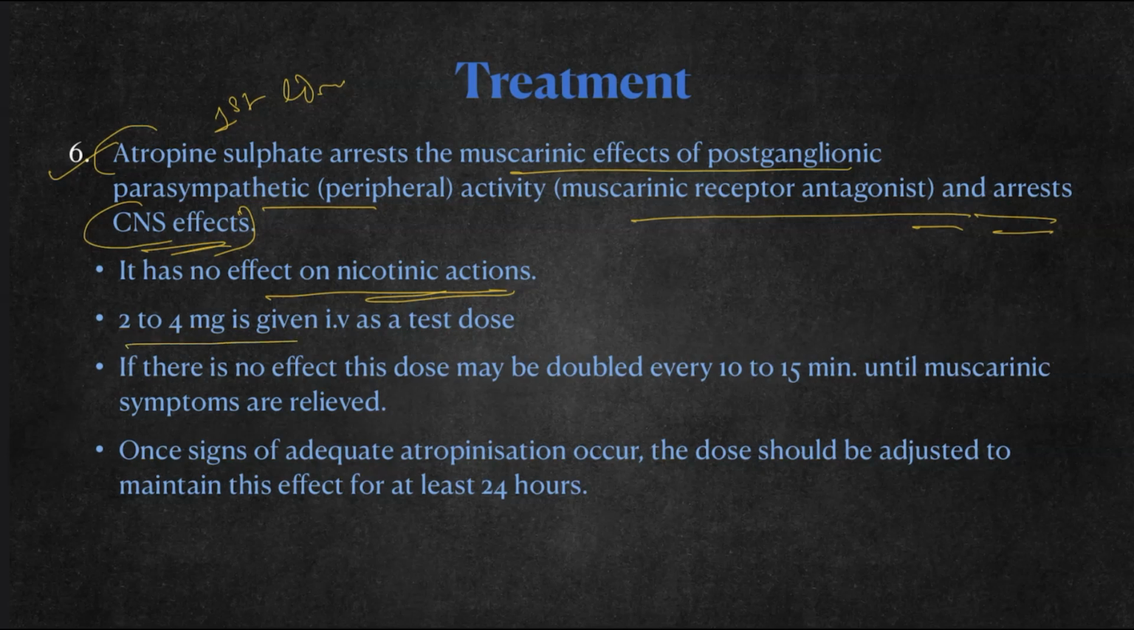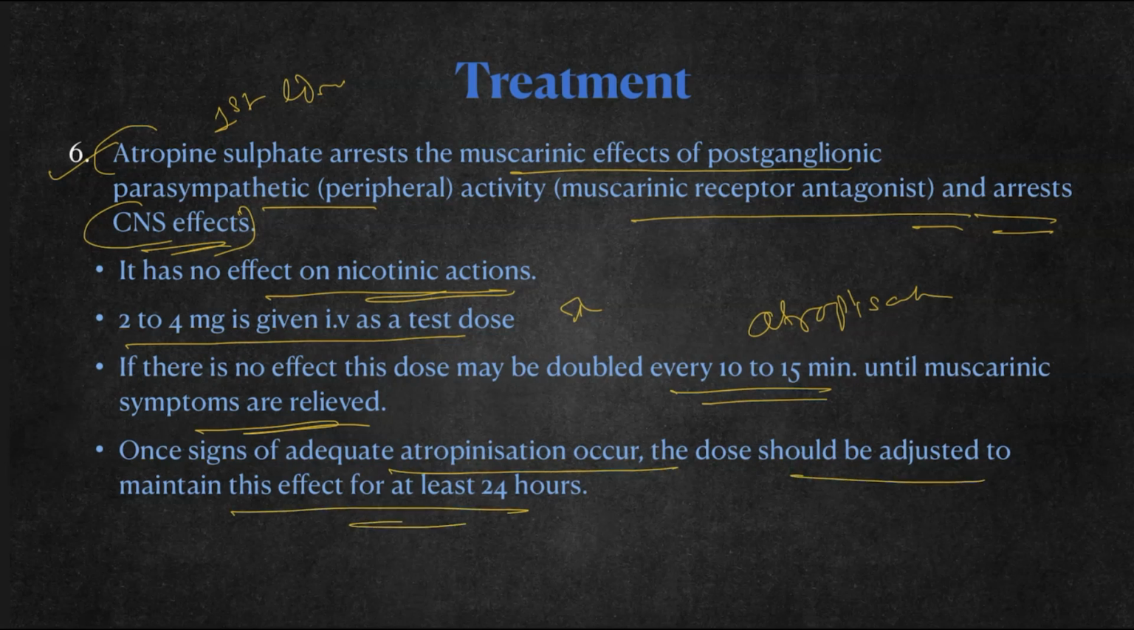The dosage is 2 to 4 mg given IV as a test dose, and it is doubled every 15 minutes till atropinization is achieved. Atropinization is continued till the pupils start dilating and the muscarinic symptoms are relieved. Once adequate atropinization occurs, the dose should be adjusted to maintain the effect for at least 24 hours, keeping the same level.